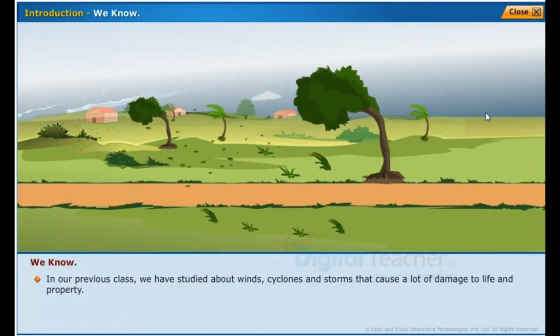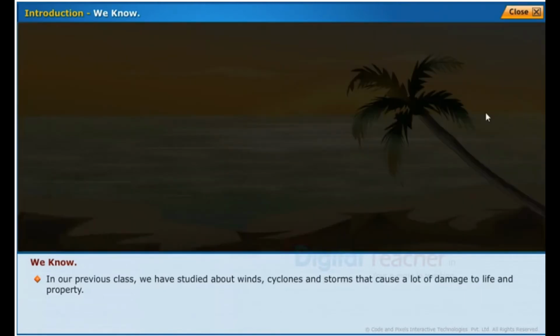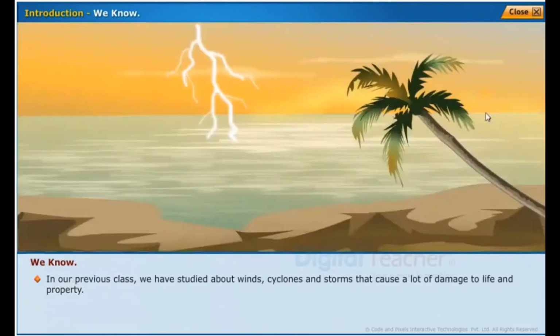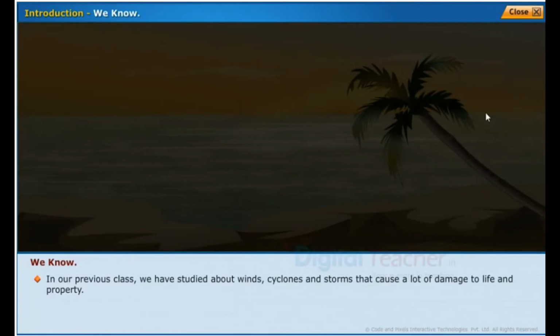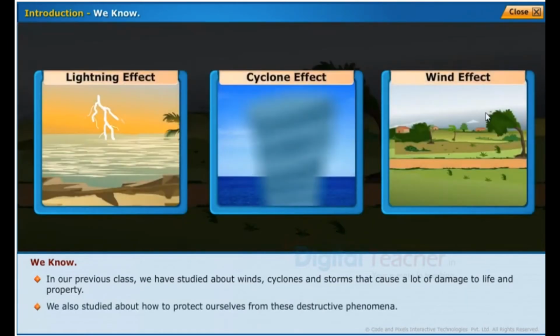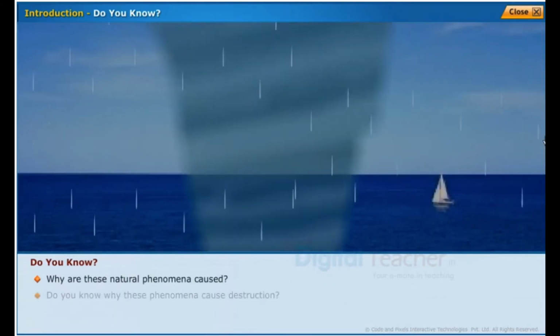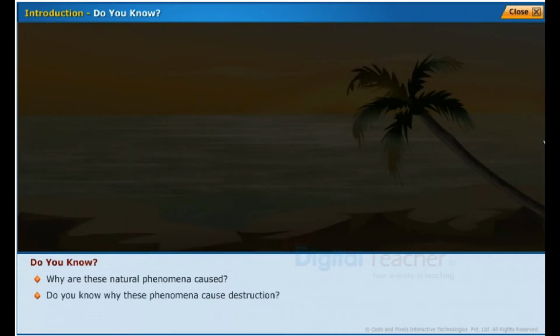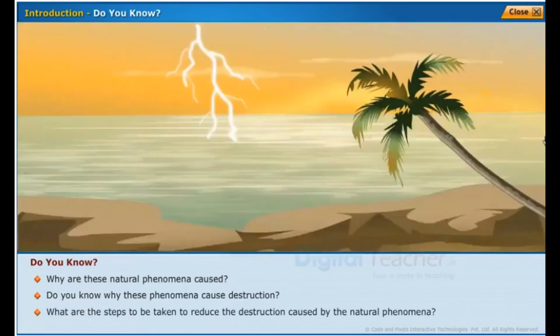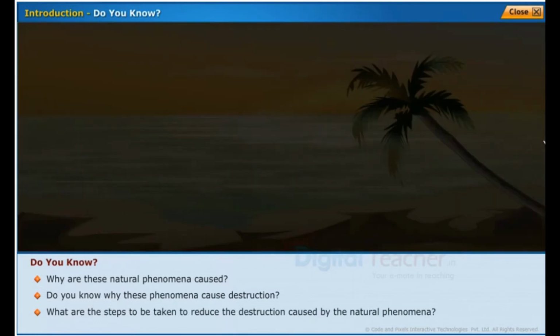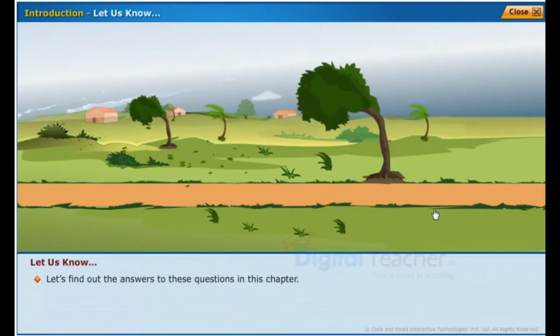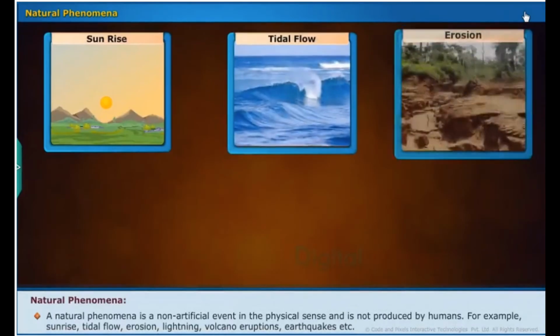In our previous class, we have studied about winds, cyclones and storms that cause a lot of damage to life and property. We also studied about how to protect ourselves from these destructive phenomena. Why are these natural phenomena caused? Do you know why these phenomena cause destruction? What are the steps to be taken to reduce the destruction caused by the natural phenomena? Let's find out the answers to these questions in this chapter.